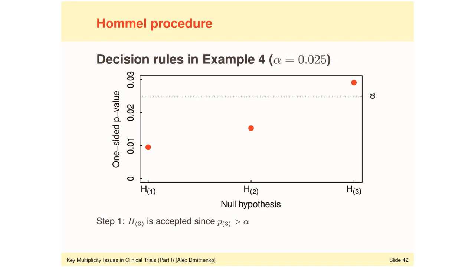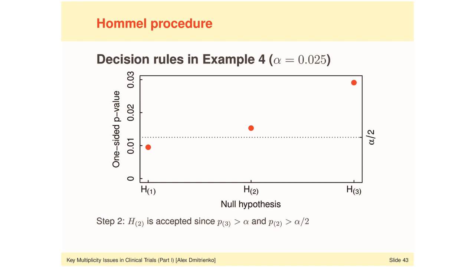This decision rule is shown at the bottom of the slide, and we conclude here that since that largest p-value exceeds alpha, we cannot accept the associated hypothesis. However, as we said, this is not the end of the game. We're going to continue to step number 2.